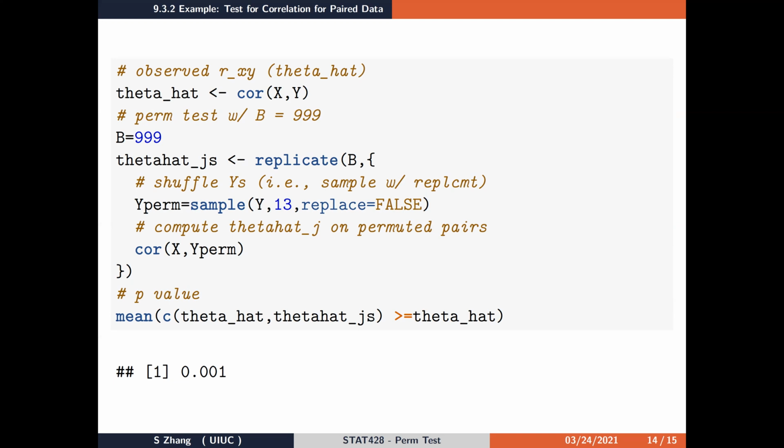So given that under the null hypothesis that x and y are uncorrelated, there is only around a 0.1% chance that we observe a theta hat that's larger than or equal to what we have from the observed sample. So in other words, in this case, we reject the null hypothesis, and we can conclude that x and y don't seem to be independent.